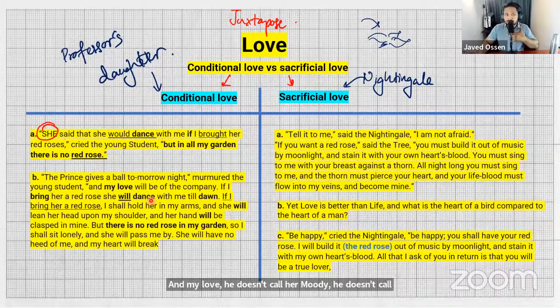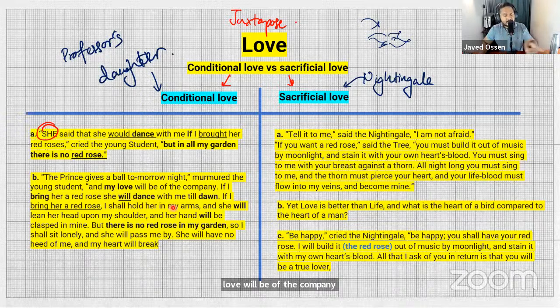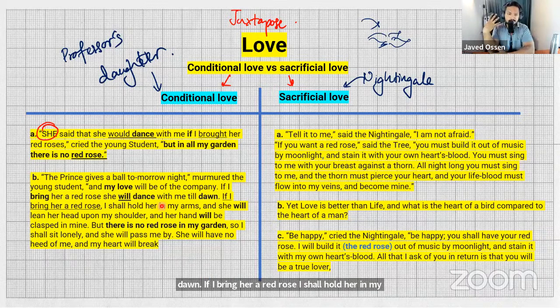"The prince gives a ball tomorrow night," murmured the young student, "and my love will be of the company. If I bring her a red rose, she will dance with me till dawn. If I bring her a red rose, I shall hold her in my arms, and she will lean her head upon my shoulder, and her hand will be clasped in mine. But there is no red rose in my garden, so I shall sit lonely, and she will pass me by. She will have no heed of me, and my heart will break." So if I don't give her the red rose, no dancing with her, right? No conditional love if I can't fulfill her condition.